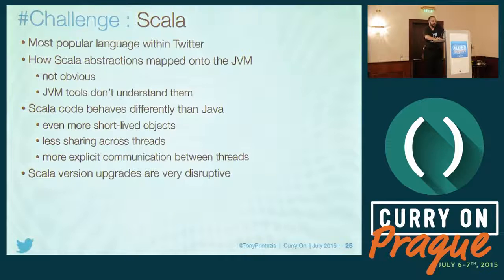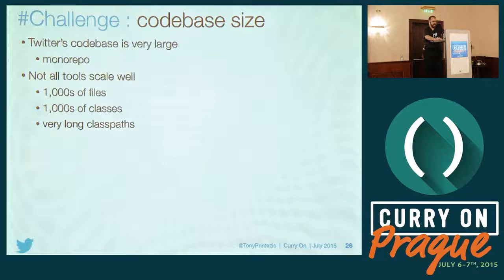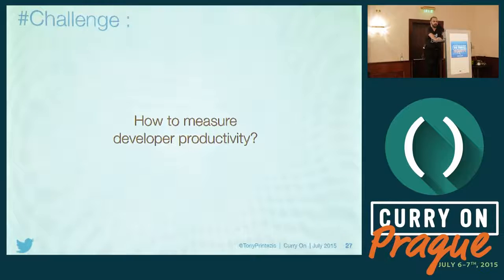Okay, I'm a little bit behind, so I'm going to skip a couple of slides. Okay, huge code base. Git is terrible on that. Let's move on. So the final one that I had was actually really important to me, right? It's how do you measure developer productivity? And that's something I would really like to have a handle on.